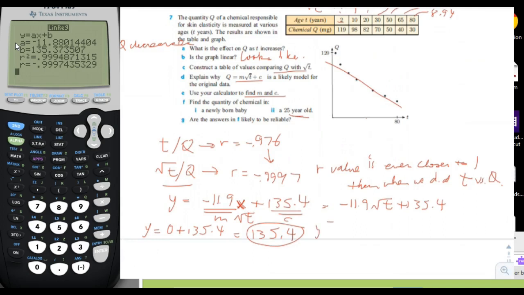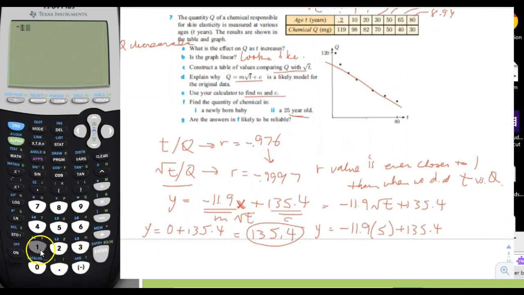And then what about for a 25-year-old? Well, they picked 25 because the square root of 25 is 5, so it's easy, right? So for this part, we're going to have y equals negative 11.9 times 5, because the square root of 25 is 5, plus 135.4. We can figure that out here: negative 11.9 times 5 plus 135.4. We get 75.9. Okay, so that's for a 25-year-old.